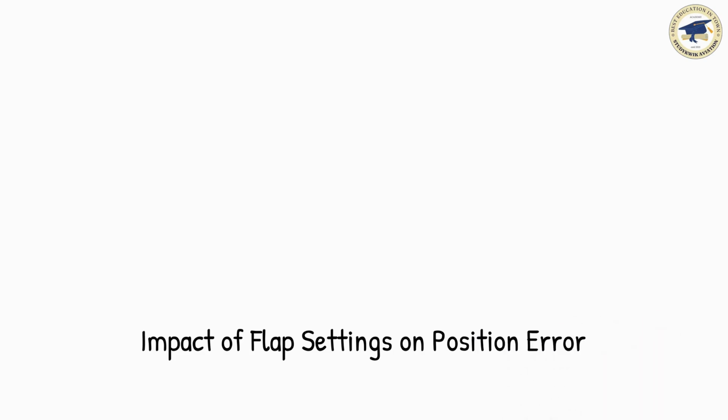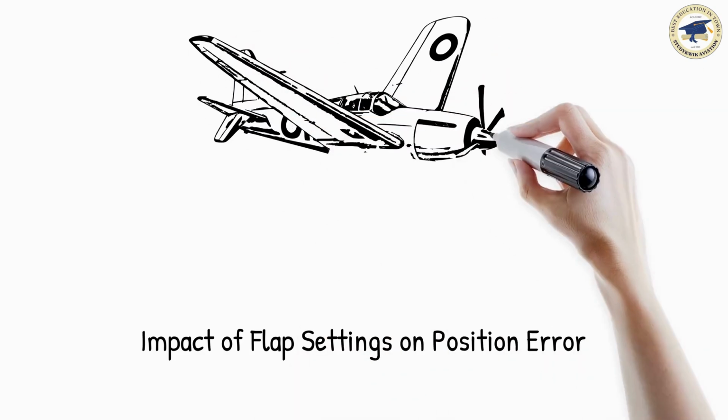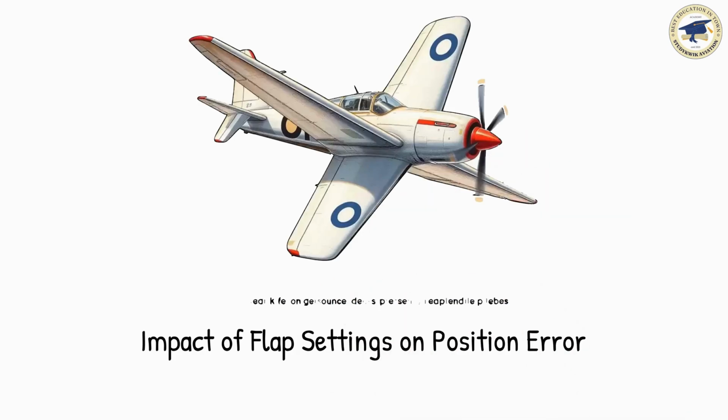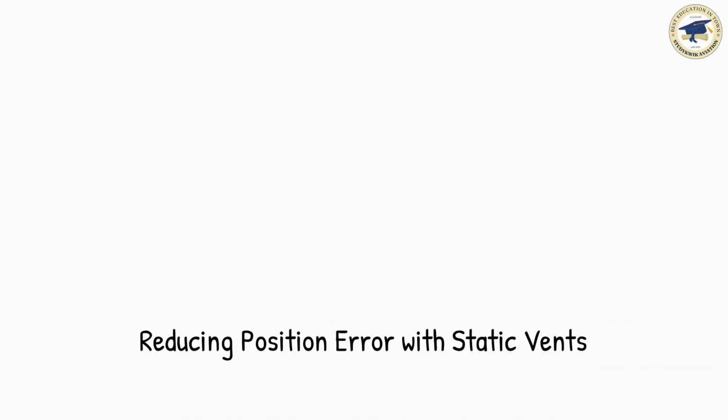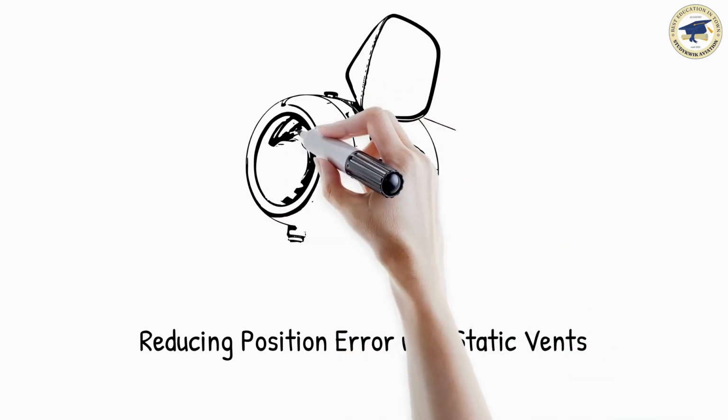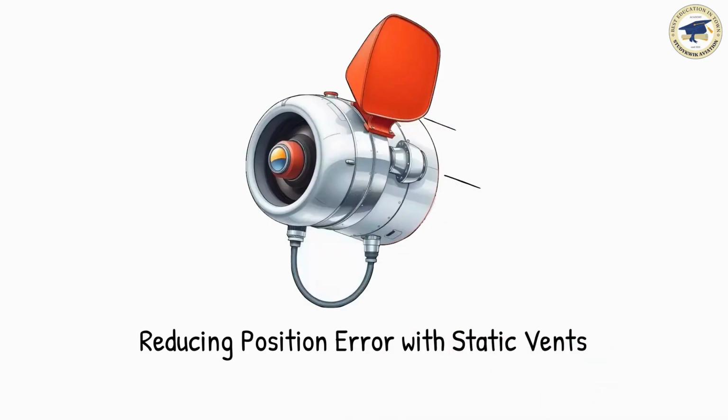In addition, operation of the flaps or slats can significantly change the angle of attack, which affects turbulence and airflow. Flight manuals may even list different values of position error for different flap settings. Before moving to the next error, let's see how position error can be reduced. One method is to replace the static pressure head with a static vent.